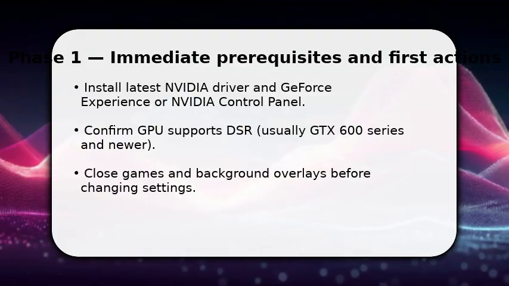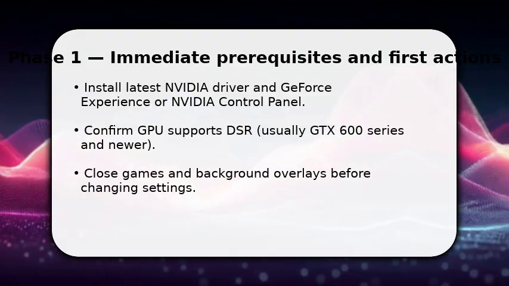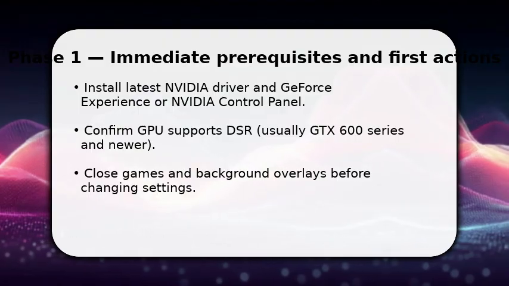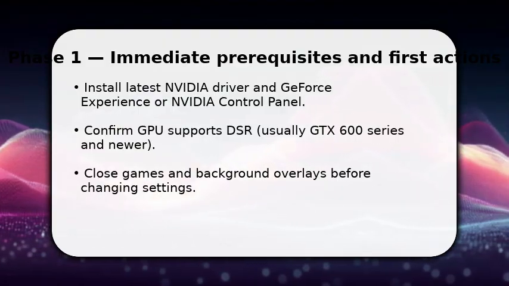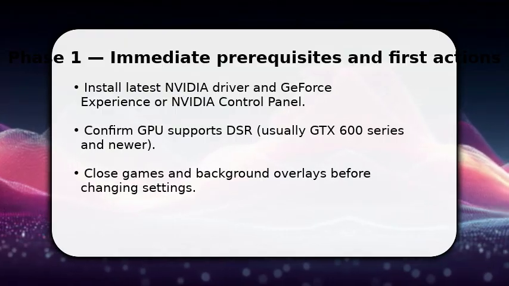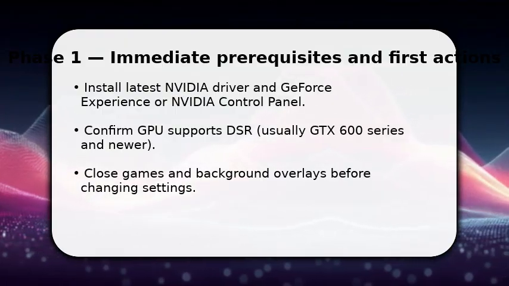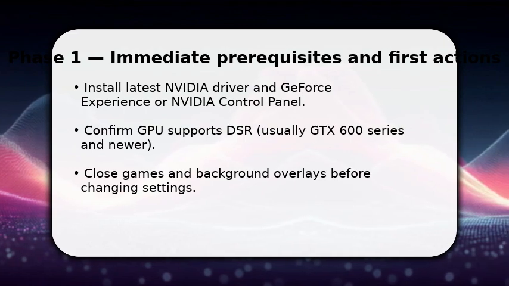Choose Program for per-game control. Then enable DSR factors and tick the desired one: 2.00x, 1.50x, or higher factors. Make sure to save changes. You will refresh display options next, so don't launch your game yet.